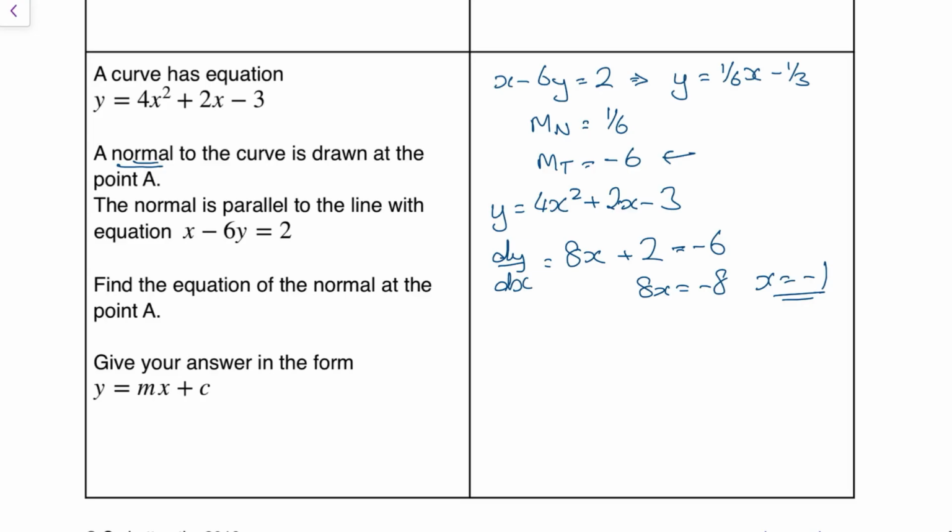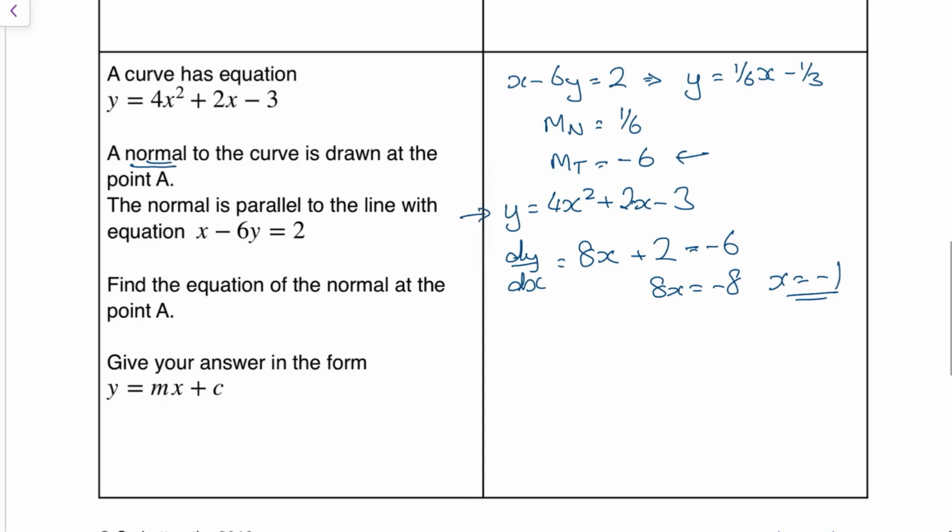So remember, what am I trying to do? I'm trying to find out the equation of a line. And in order to find out the equation of the line, I need the point. And in order to find the point, I need the x and the y value. So I've got the x value. So in order to find the y value, I'm going to put it back into here.